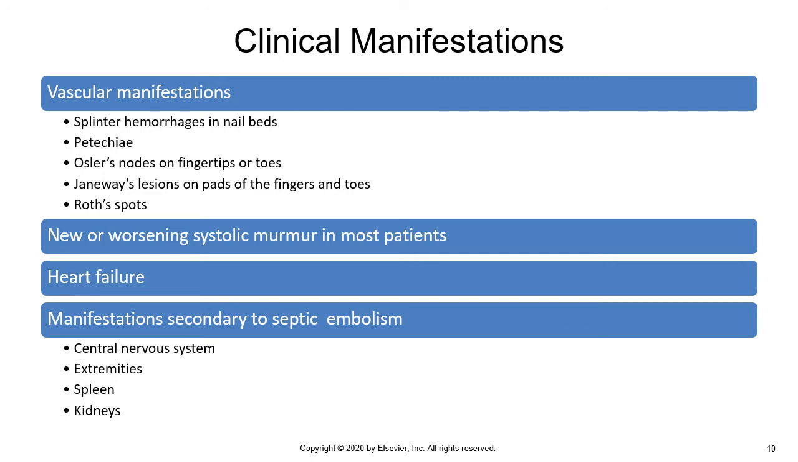Most patients have a new or worsening systolic murmur, but murmurs are usually absent in tricuspid IE because right-sided heart sounds are too low to be heard. Heart failure is common. It occurs in 80% of patients with aortic valve IE and 50% of those with mitral valve IE. Septic embolism is a potential complication from IE. Embolic events occur in more than half of the patients. The central nervous system is the most often affected organ system, followed by the extremities, the spleen, and the kidneys.